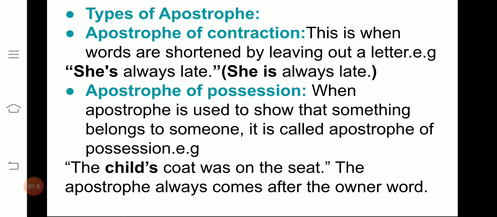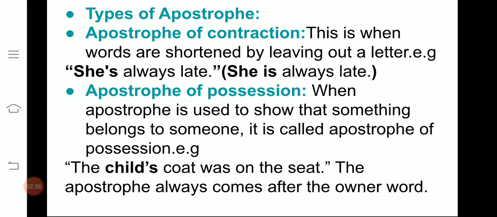The next is apostrophe of possession. As you know, possession means to have something. When apostrophe is used to show that something belongs to someone, it is called apostrophe of possession. For example, the child's coat was on the seat. As you can see the highlighted word, child's coat, we have to show that the coat belongs to the child. So when we use apostrophe to show that something belongs to someone, it is called apostrophe of possession.